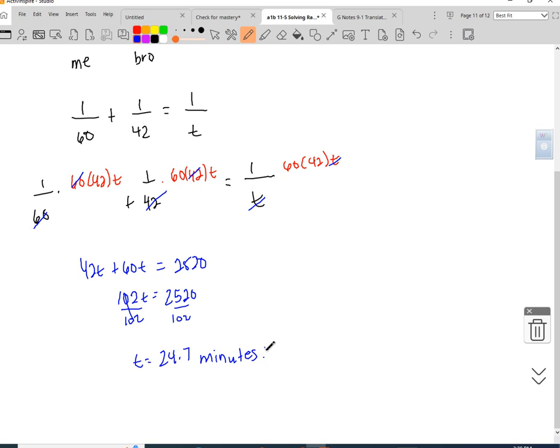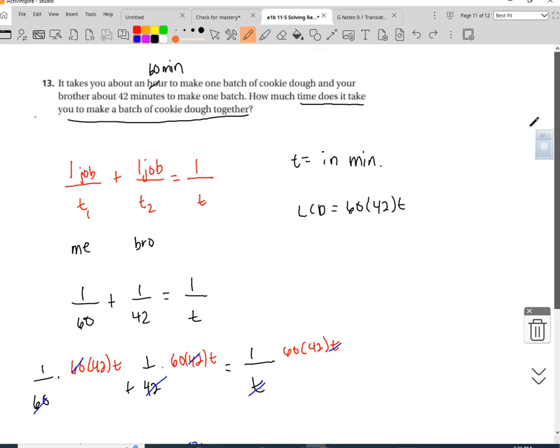So that is how you do the word problems. That's the only problem you have to put in your notes. All right.